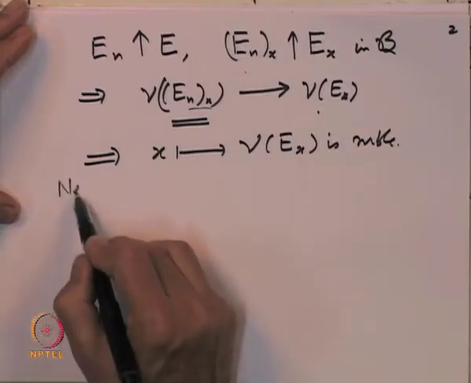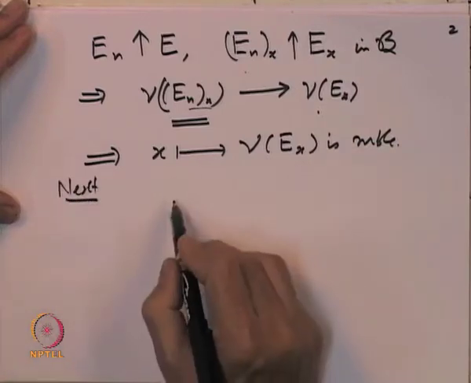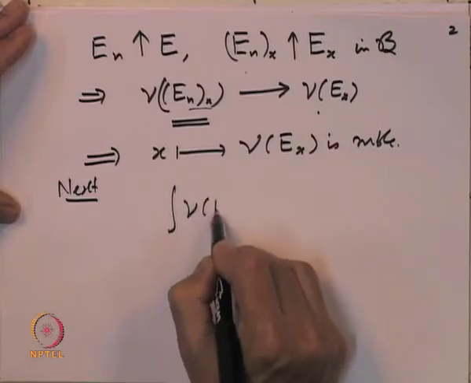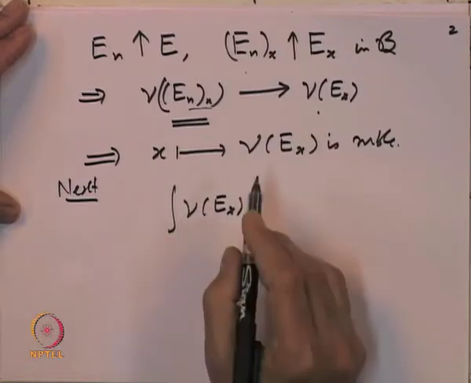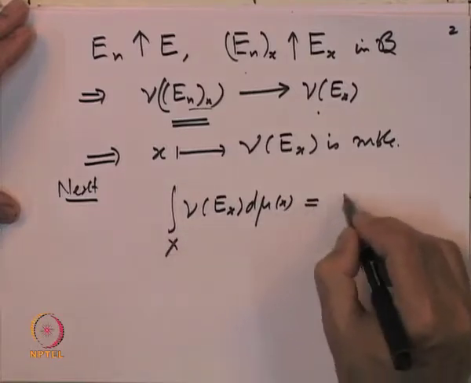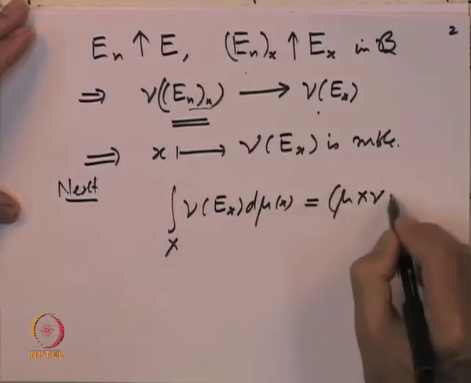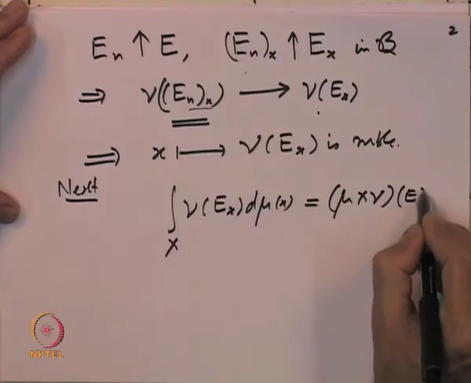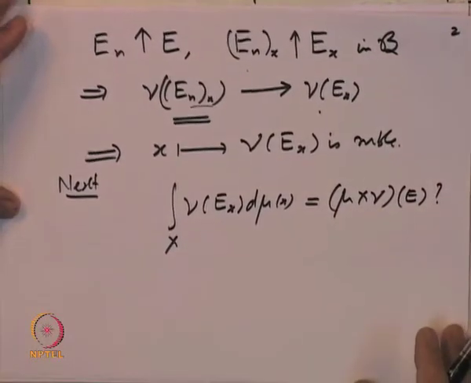So, next what we have to check is the following. We have to check that the integral of nu of E x d mu x over x is equal to mu cross nu of E. So, this is what we want to check.